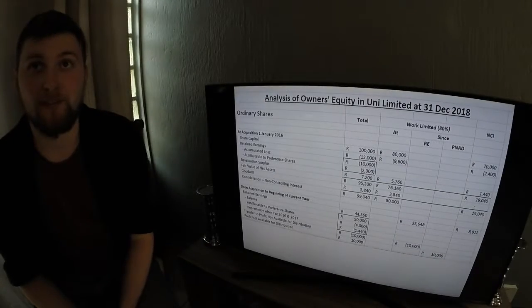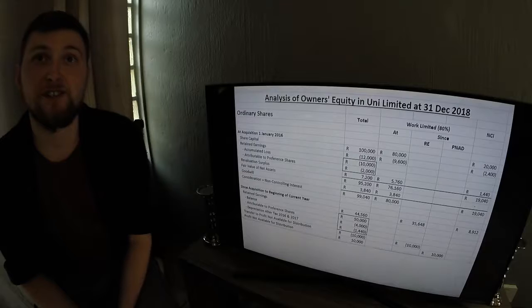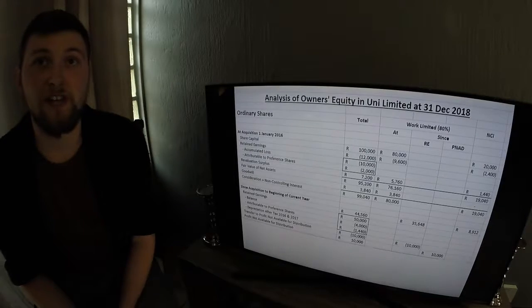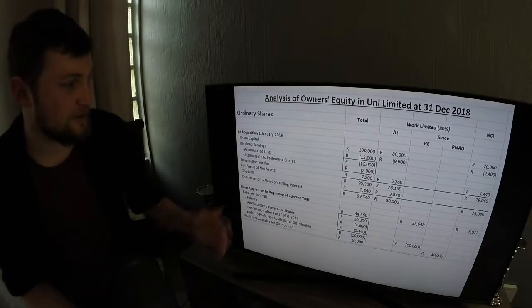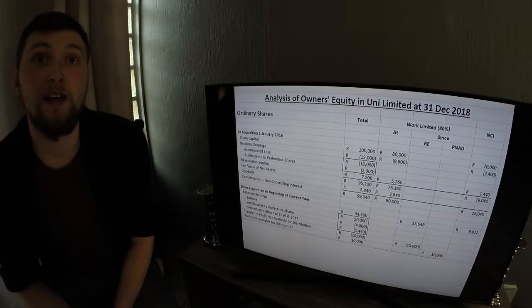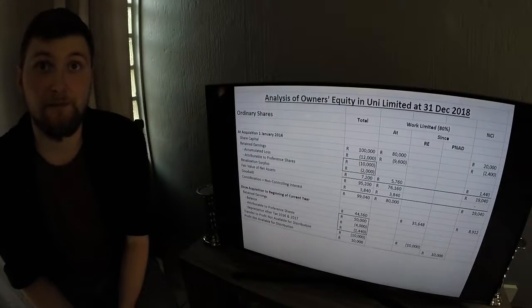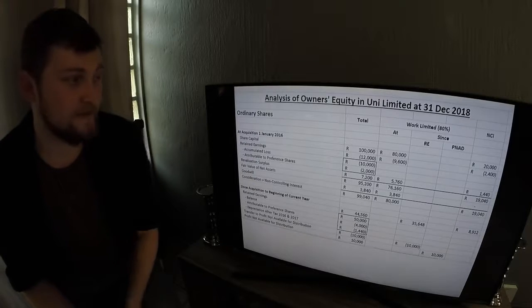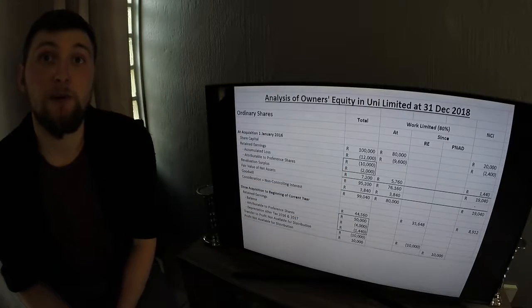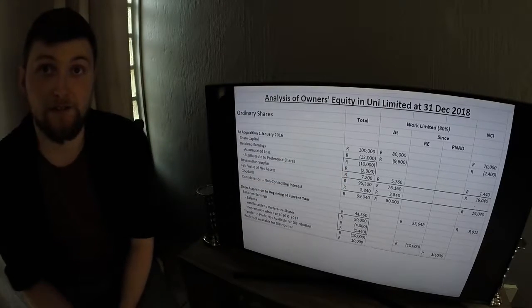Let's start at the top with the at acquisition section under the ordinary share analysis. We'll have share capital as normal. Here's the values from our question. Then retained earnings will be a little different. Because we have an accumulated loss, we'll deduct this value.